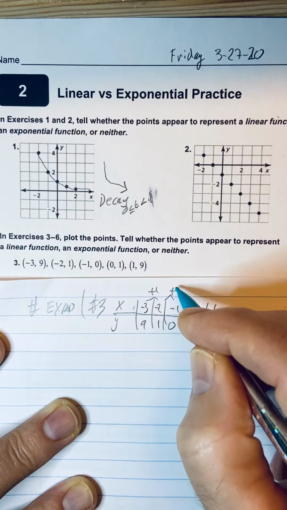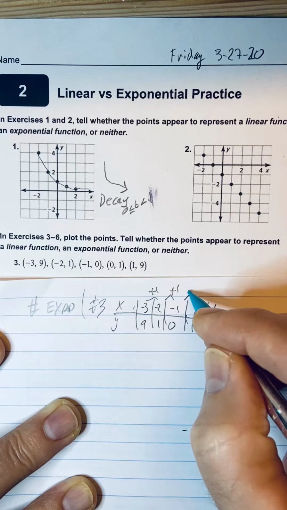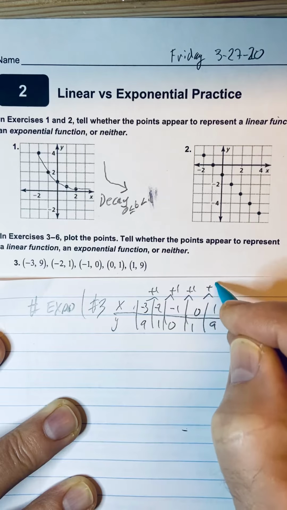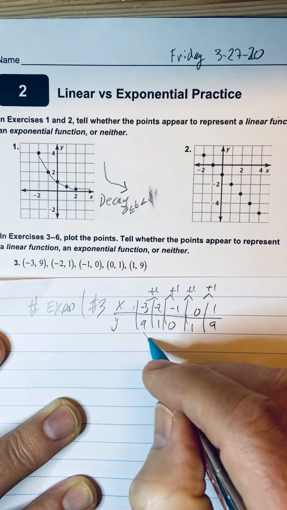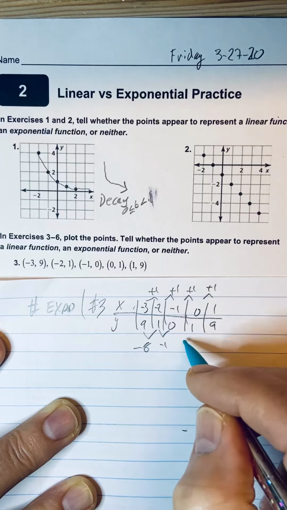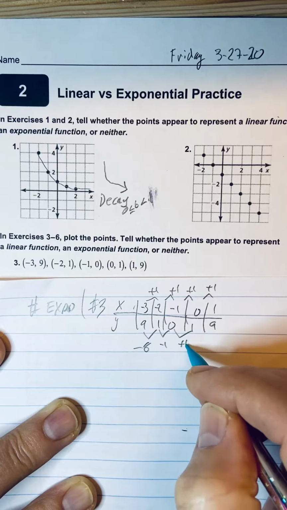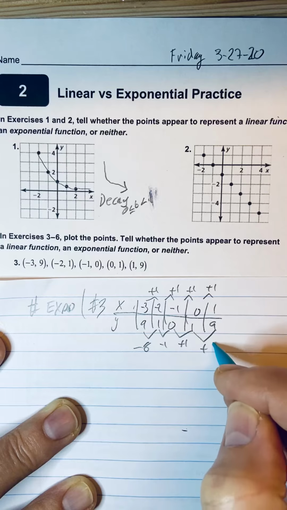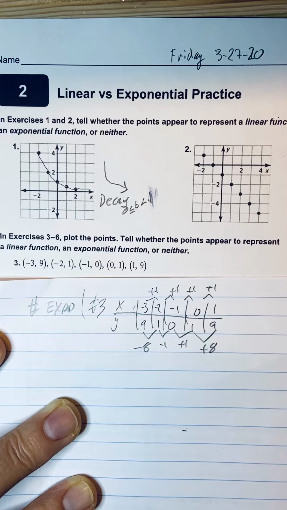Now notice right off the bat, each one of these is a +1. So this is really consistent. Each one of these is adding 1 for the x values. But for the y values, I subtracted 8 to get this one, I subtracted 1 for this one, I added 1 here, and I added 8. So I would definitely say this is not exponential.